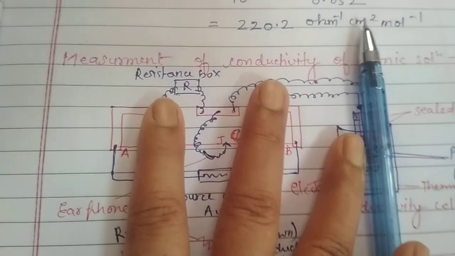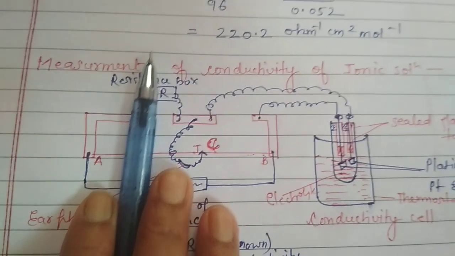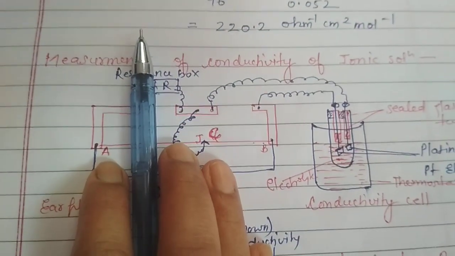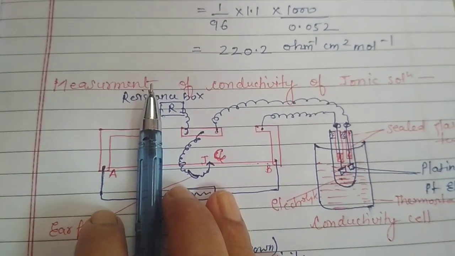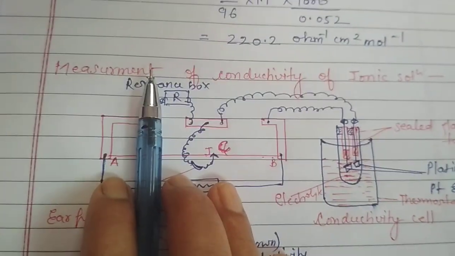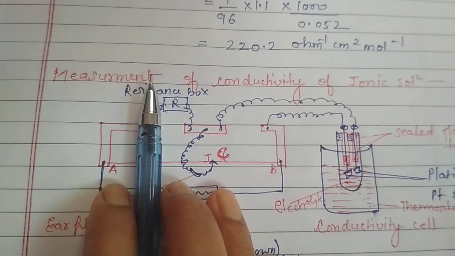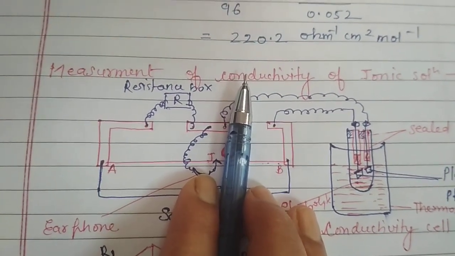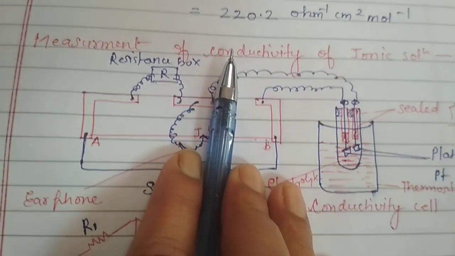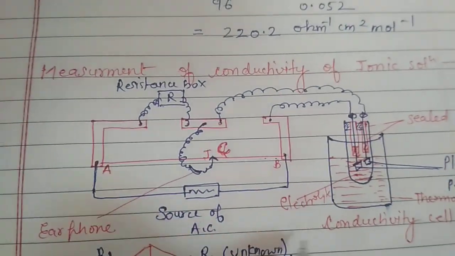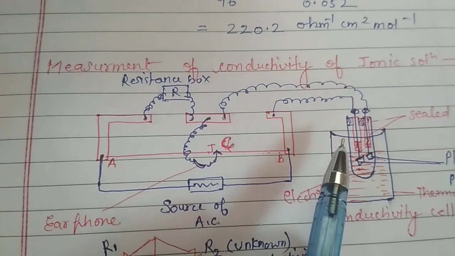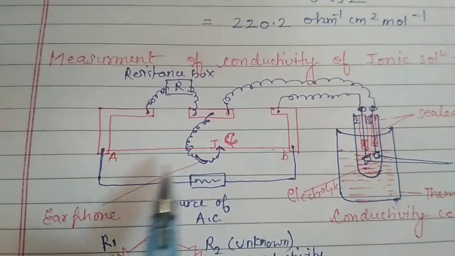Now let's see the measurement of conductivity of an ionic cell. How to measure the conductivity of an ionic cell? For this, the main problem was that conductivity of an ionic solution can't be calculated directly, because we can't measure the conductivity or the conductance of an ionic solution directly.